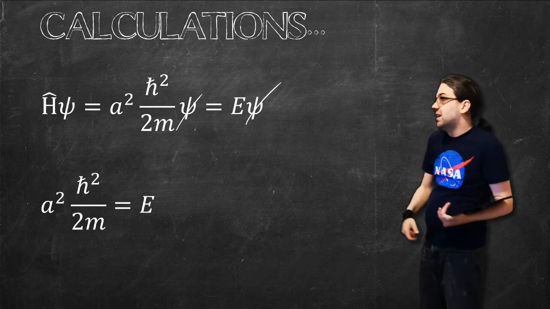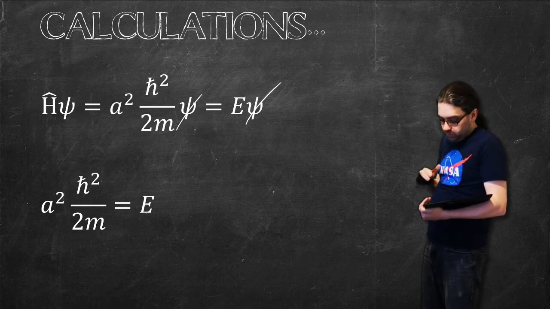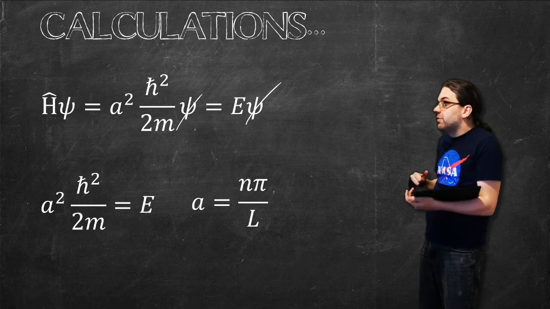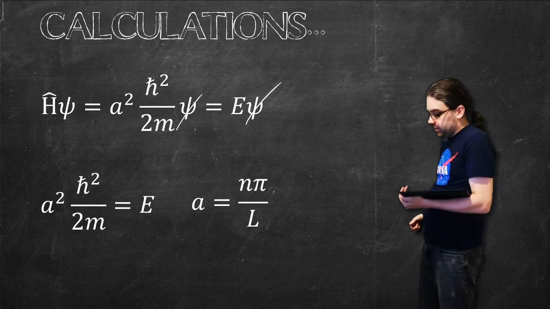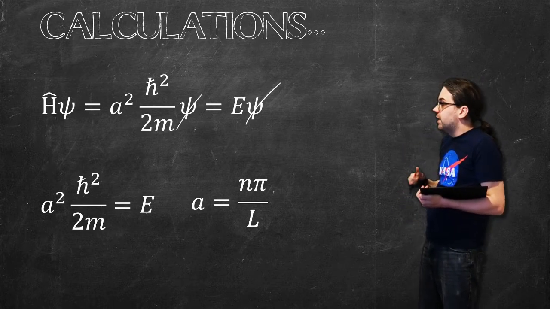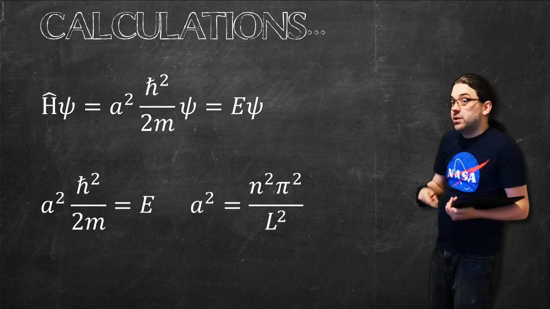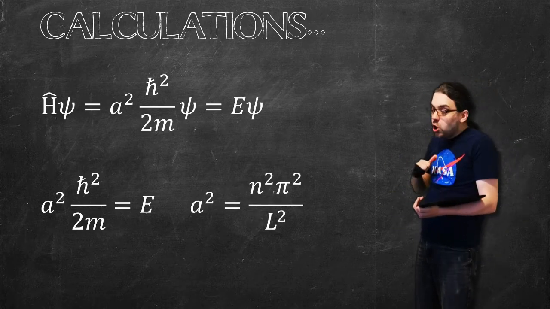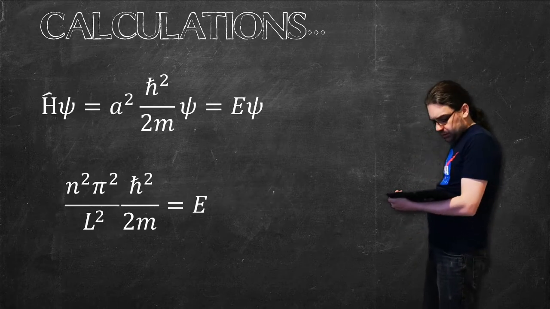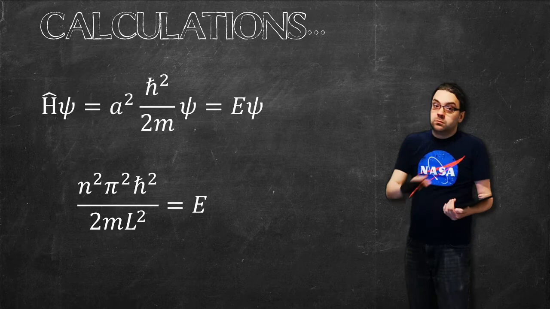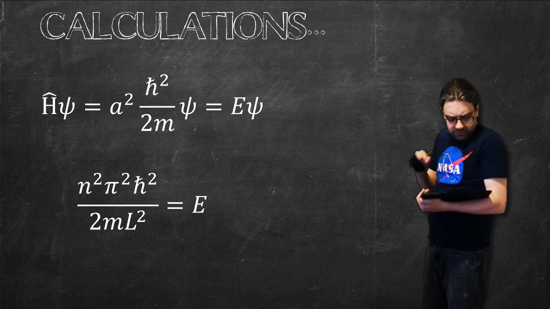Can we do better than that? Can we tidy it up a little bit? Well, of course we can. We have to get rid of that a again and put back in these previous values that we had. So a is equal to n pi over L, a squared is n squared pi squared over L squared. We can substitute that all in as well. Tidy it up just a little bit, and then there's our expression for energy.